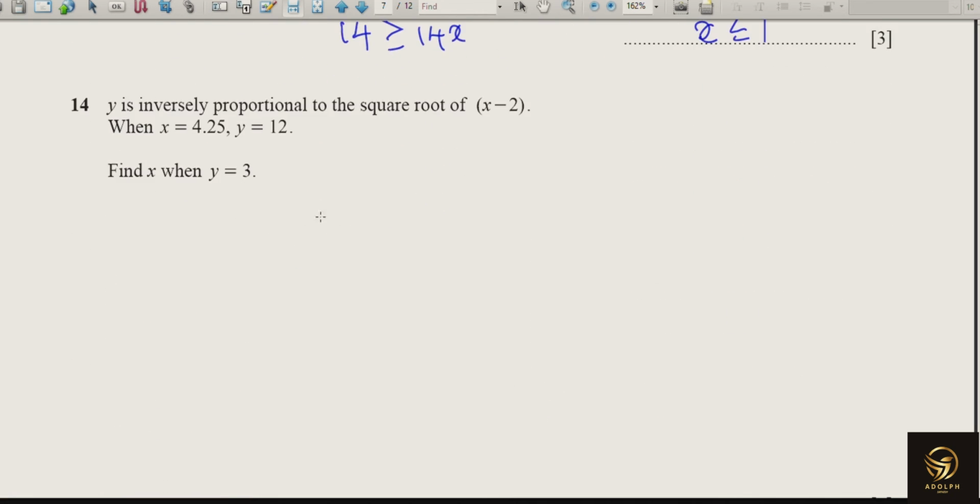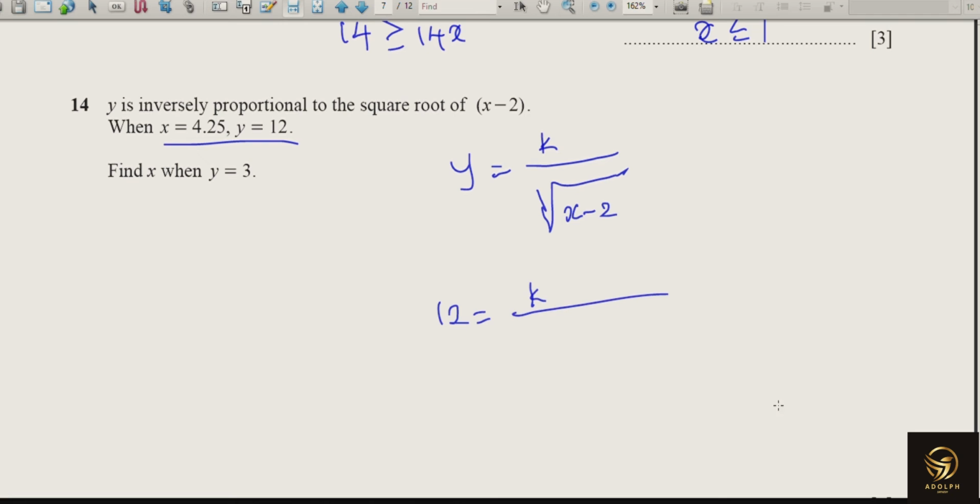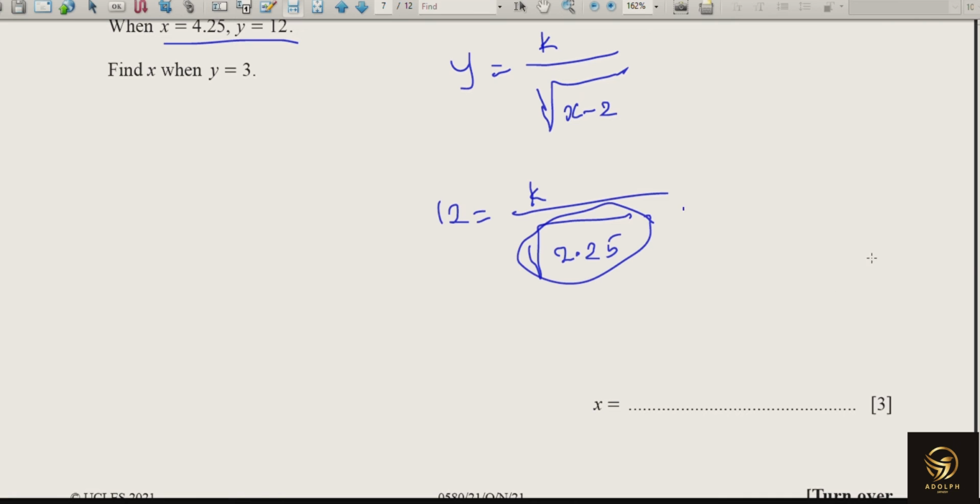Next one is y is inversely proportional to the square root of x minus 2. So y is k divided by square root of x minus 2. Let me substitute these values first. So 12 equals k divided by root of 4.25 minus 2. 4.25 minus 2 is 2.25. And I know what the square root of 2.25 is. Actually, this equals 1.5. If I move this 1.5 to this side, I will be getting k equals 12 into 1.5.